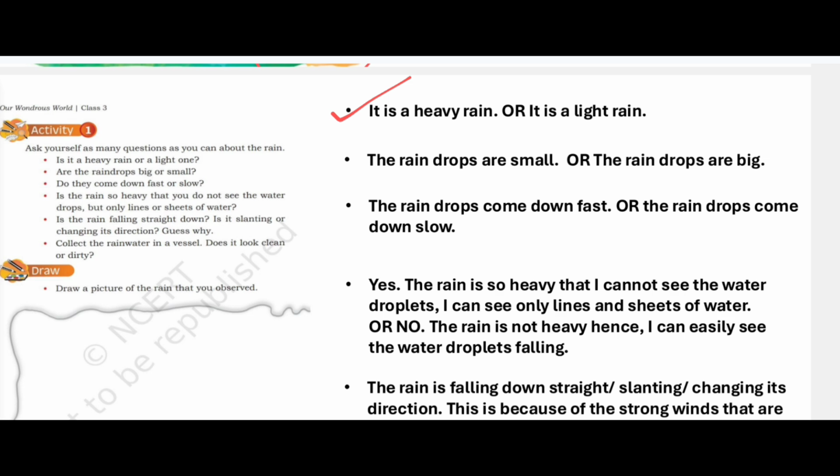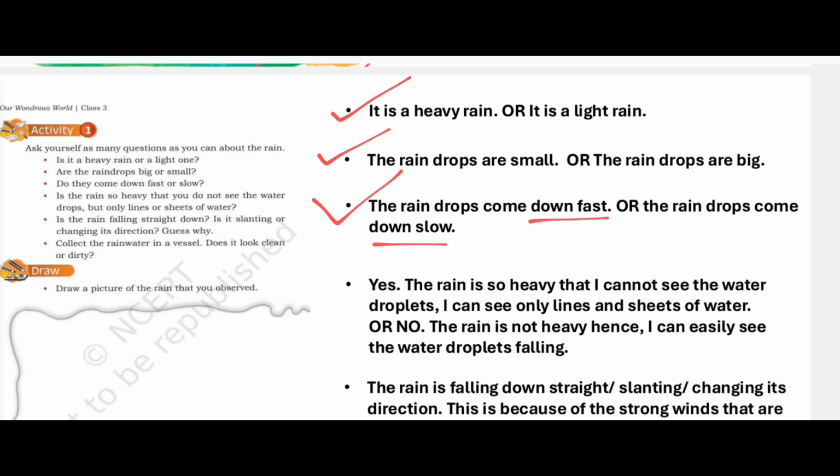So the next one is, are the raindrops big or small? Depending on what you see, your answer will differ. The answer is going to be the raindrops are small or the raindrops are big. Next, do they come down fast or slow? This is the third one. So the raindrops come down fast or the raindrops come down slow.